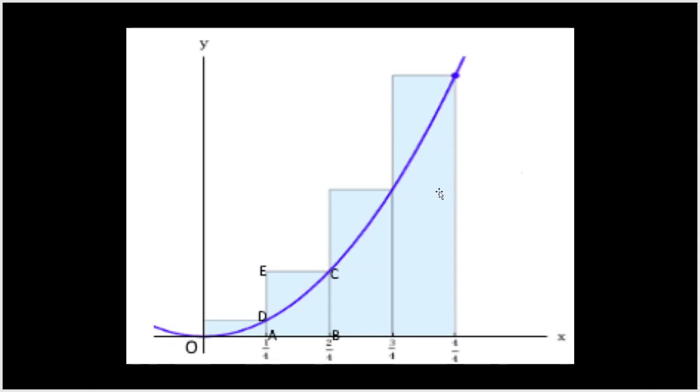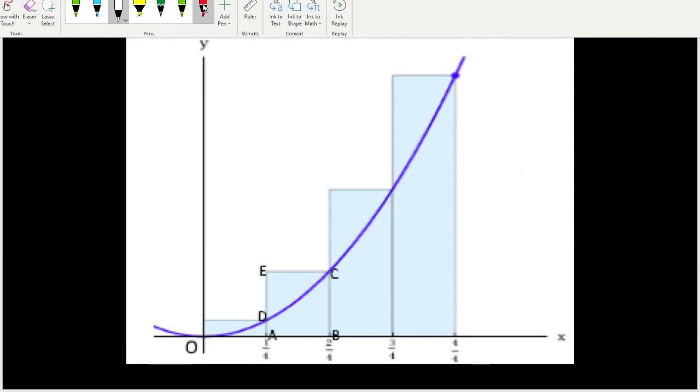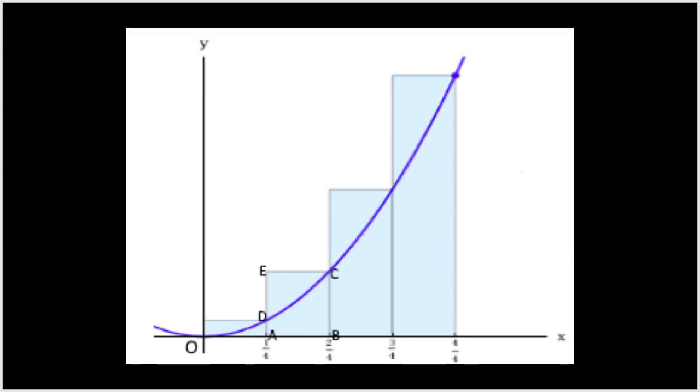Now let's try to figure out the areas of the four rectangles. If you divide the interval into four subintervals, correspondingly you have four rectangles, right? Give me a little moment. I have to change the color to something I can write on white.